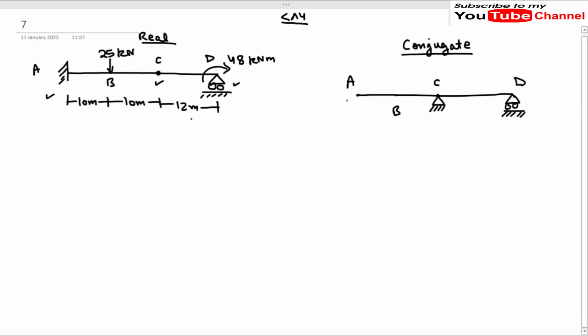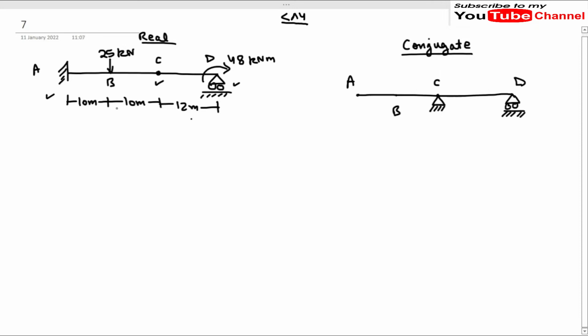Now we have converted the support conditions from the real beam to the conjugate beam. Now we have to convert the loading. As we learned in the first video, the loading for the conjugate beam will be the M by EI diagram. First we have to draw the bending moment diagram of this real beam, then convert it into the M by EI diagram. That M by EI diagram will be applied as the loading on this conjugate beam.